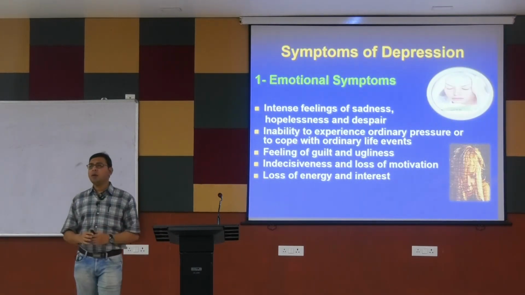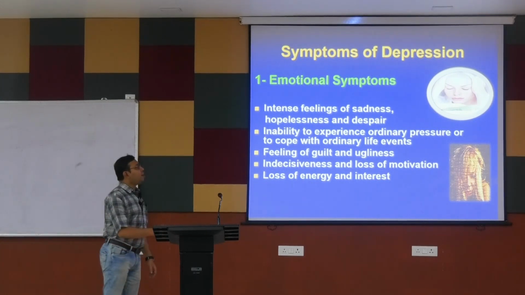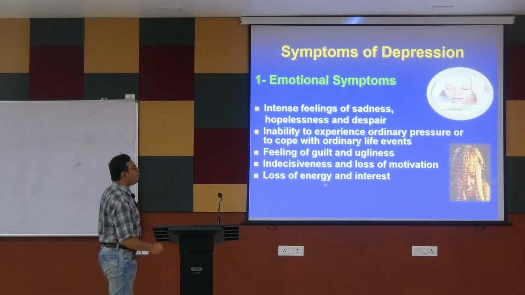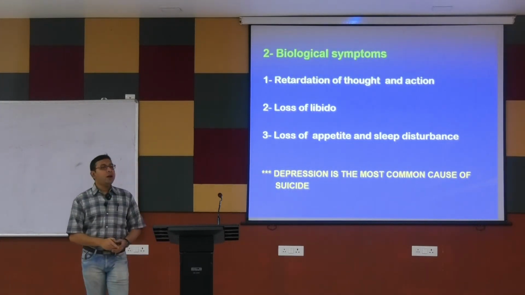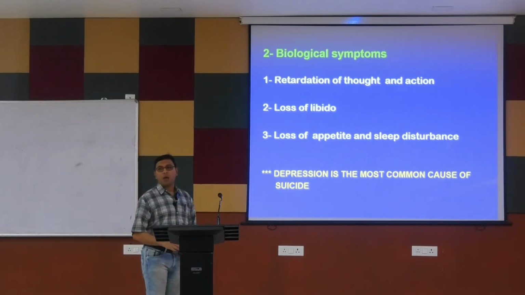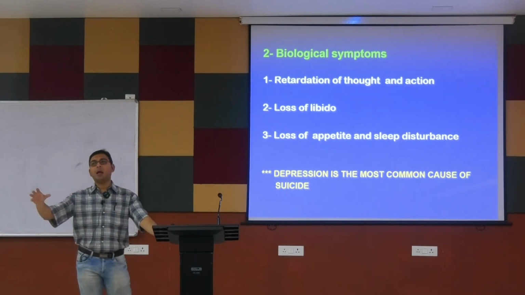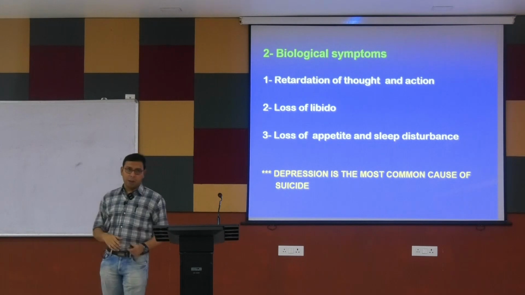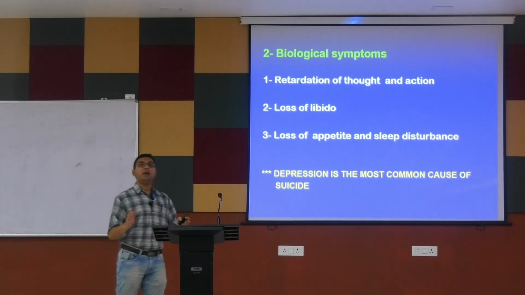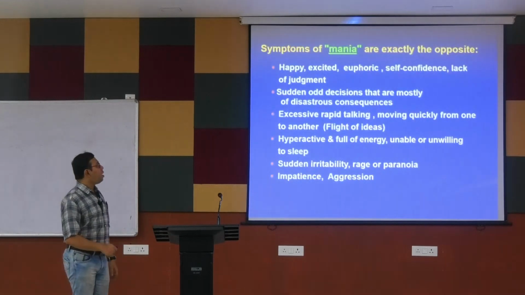So there are different types of symptoms, just in a nutshell. There may be some emotional symptoms, as I have already discussed, like intense feeling of sadness, hopelessness, despair, anhedonia, feeling of guilt, ugliness, loss of motivation, energy and interest. There may be retardation of the thoughts and actions, loss of libido, loss of appetite and sleep disturbance. Sleep disturbance means both insomnia or hypersomnia can occur. In some patients there may be less sleep, in some patients more sleep. Similarly for food, some patients will not eat and some patients will take more food. So these are the different types of symptoms that can happen.